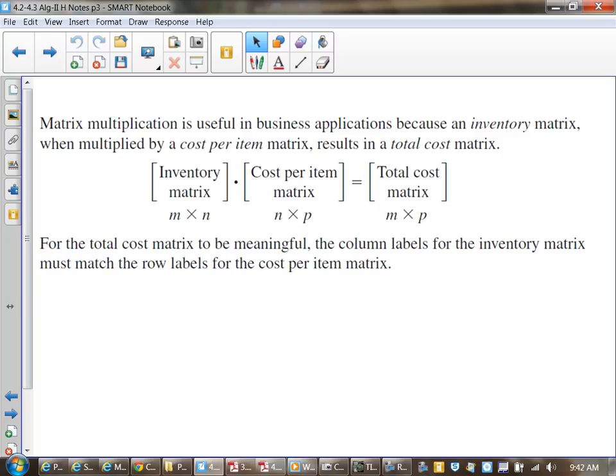What you're able to do here is use a matrix to organize your data in a meaningful manner. And what happens is you wind up with simple matrix multiplication.